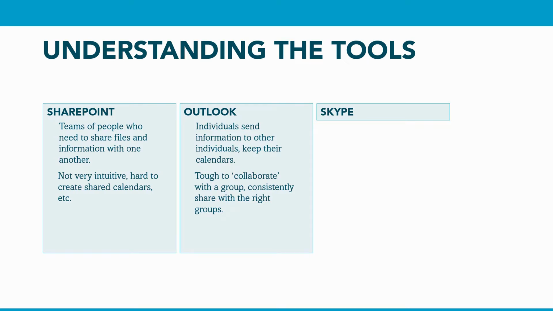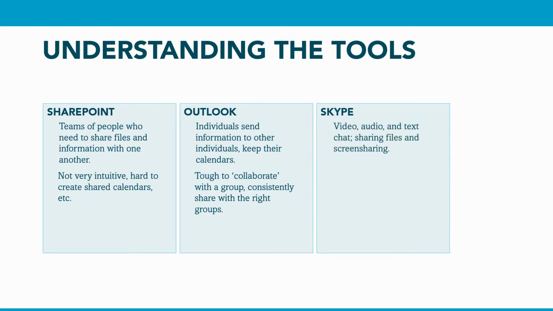So being able to collaborate with a group or consistently share with the right group of people is very difficult in Outlook because that's not the point in Outlook. The point in Outlook is for you to be able to send emails, receive emails, organize your emails, keep your calendar, and that's about it. When it comes to real collaboration and when it comes to communicating around files and things like that, it's really tedious.